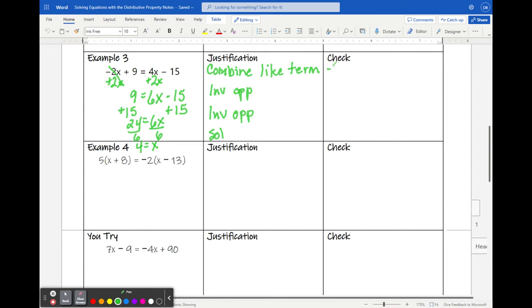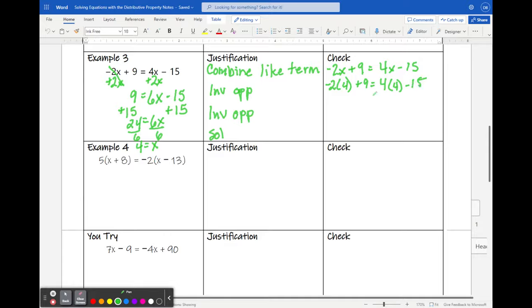Rewrite the equation as it is originally written, just in case you made some kind of mathematical error in your combining. So rewrite it the way it is written. And every time I see x, I'm going to put a 4. So negative 2 times 4 plus 9 equals 4 times 4 minus 15.